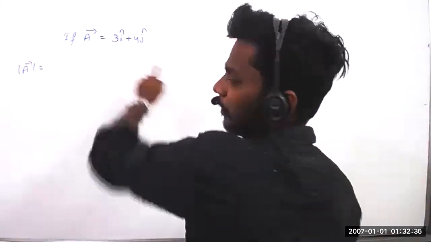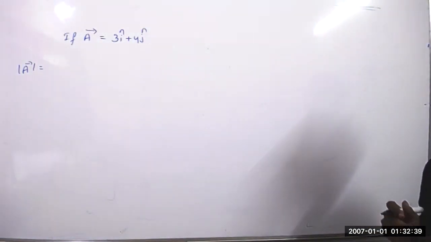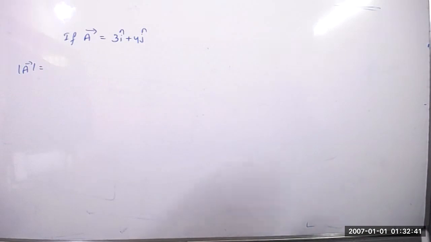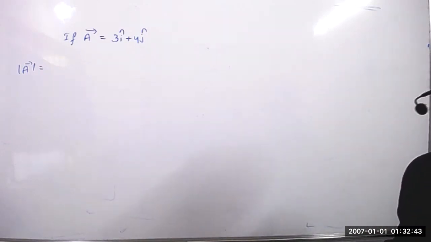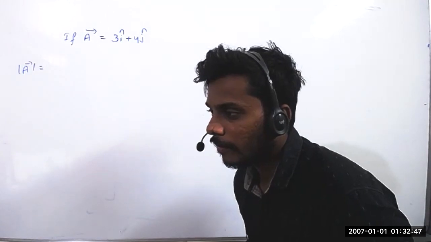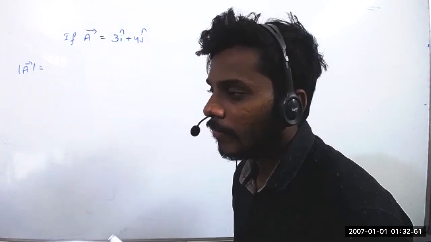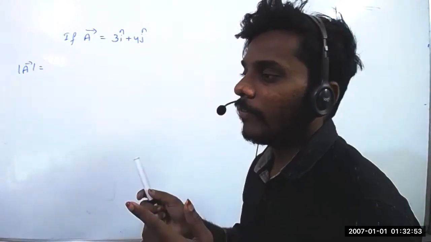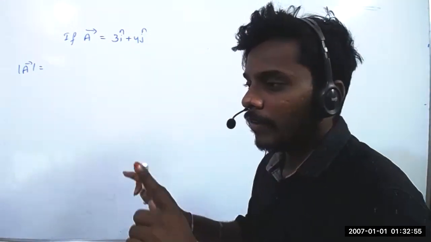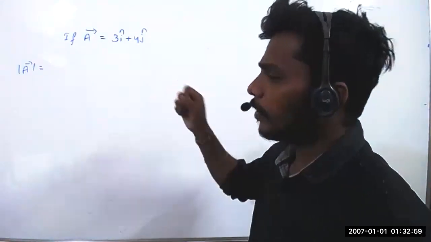I'm given one vector. I want its magnitude. What will you do? Anybody? Small idea. 3i cap plus 4j cap. The magnitude will be root of (3i cap) square plus (4j cap) square plus 2 into 3i cap into 4j cap. Come on, here there is only one vector, not two vectors.